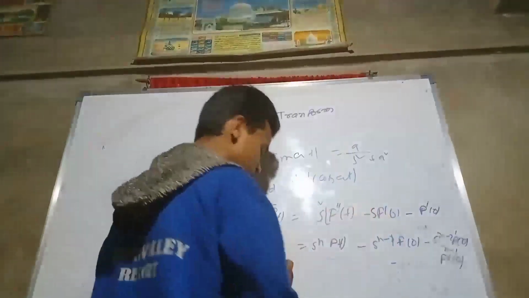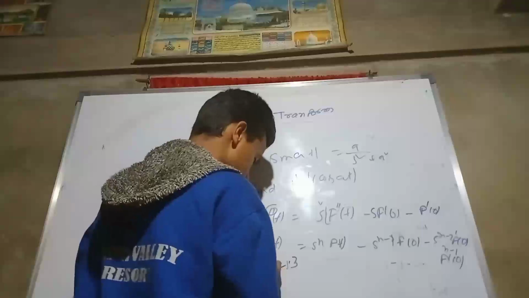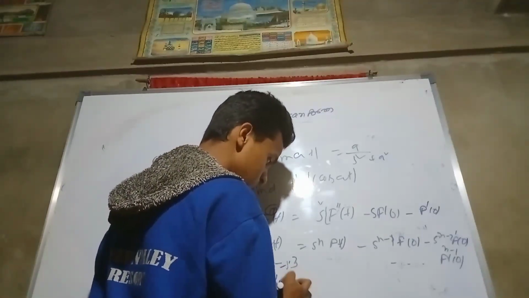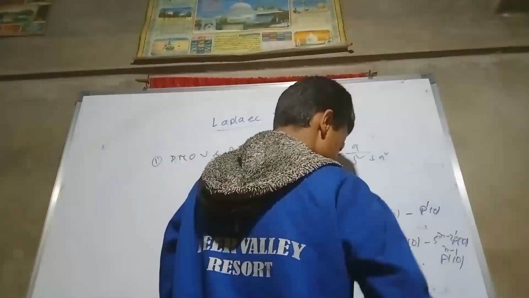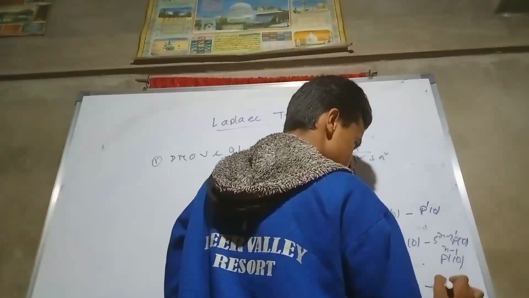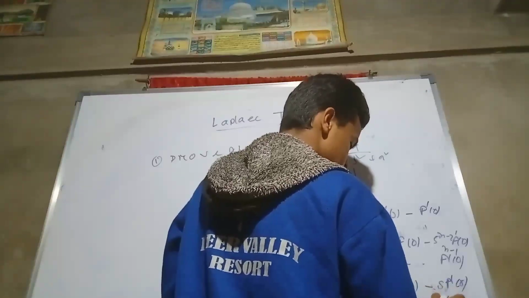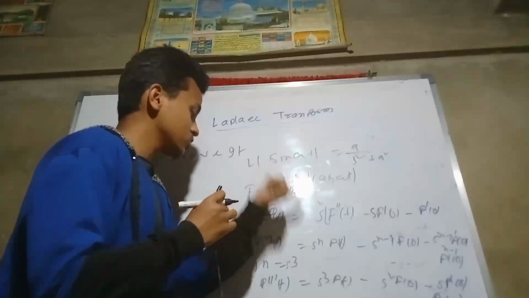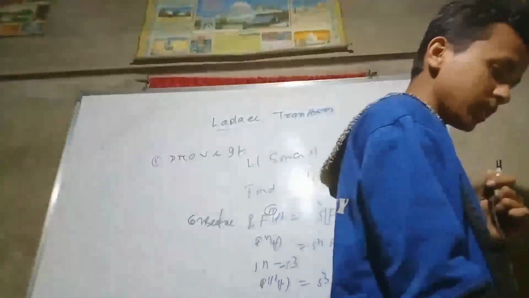Here when we have n equal to 3, let us take 3. After that we get the Laplace transform of f triple dash t will be s cube F of s minus s square f of 0, minus s f dash 0, minus f double dash 0. That is our Laplace transform. You can easily prove it, find it. So I am moving forward based on the next concept.